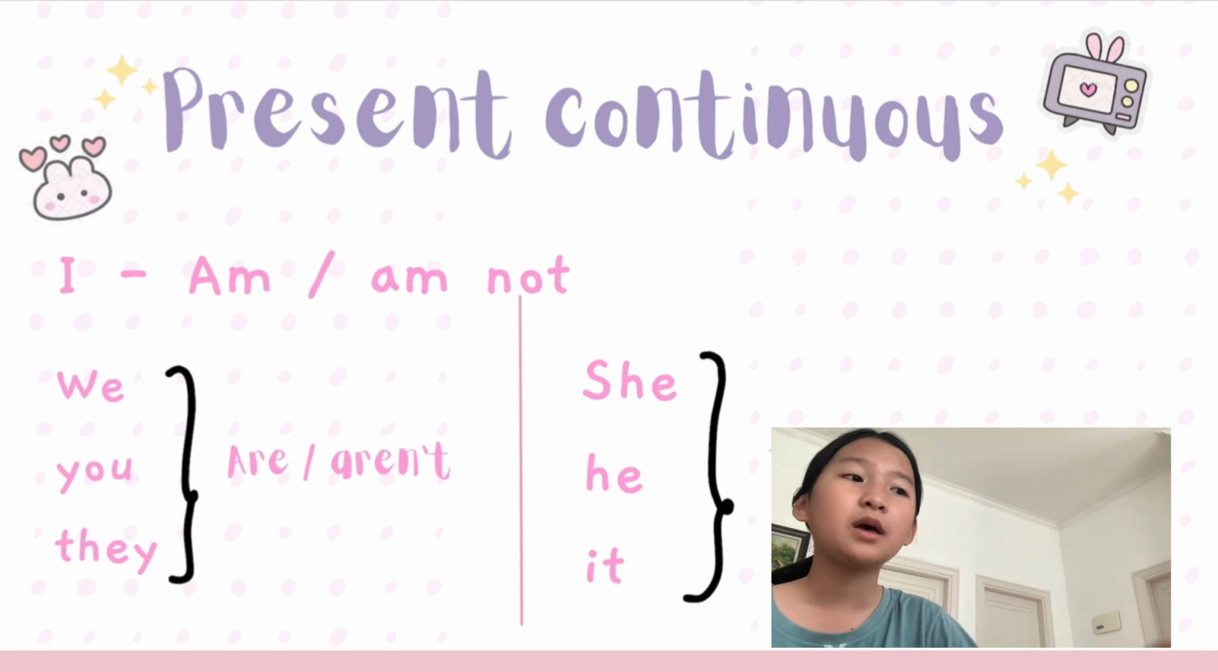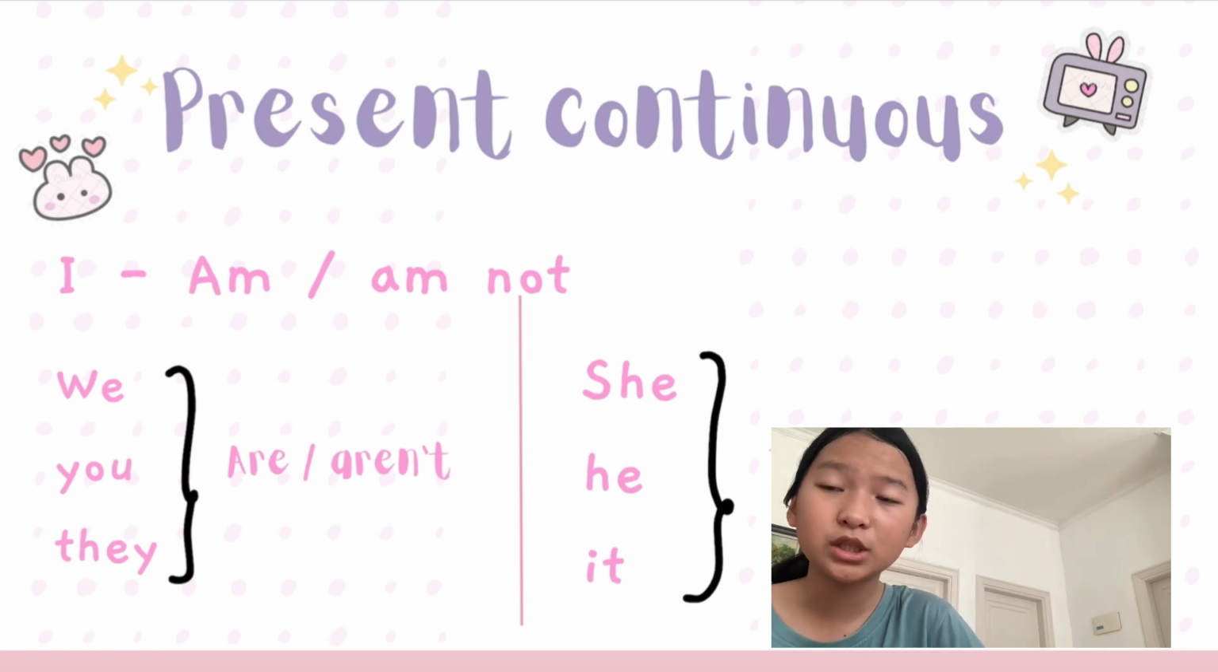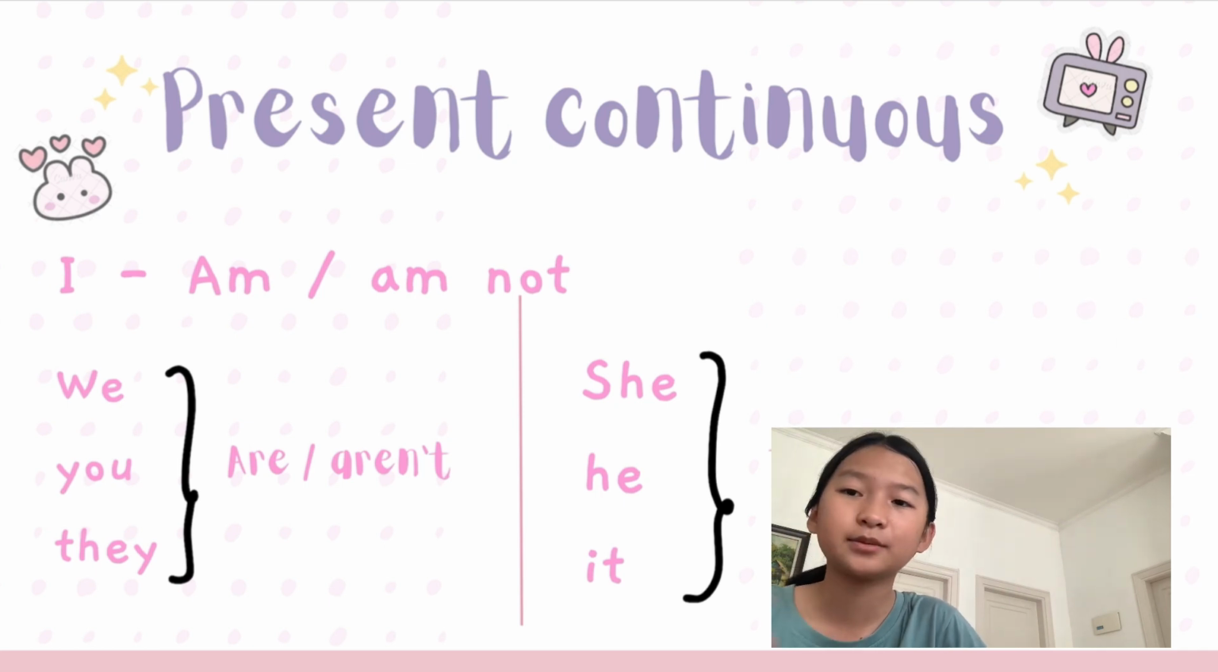But we need to know the subject. If the subject is I, we need to use am or am not. If the subject is we, you, they, we need to use are or aren't. And if the subject is she, he, it, we need to use is or isn't.